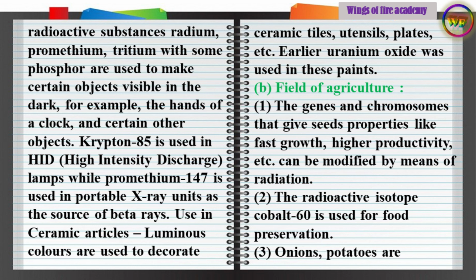Use in ceramic articles. Luminous colors are used to decorate ceramic tiles, utensils, plates, etc. Earlier uranium oxide was used in these paints.